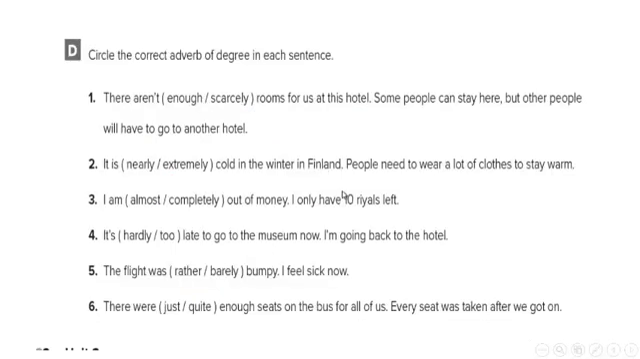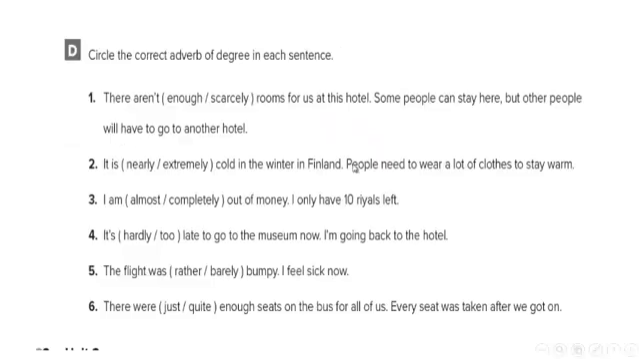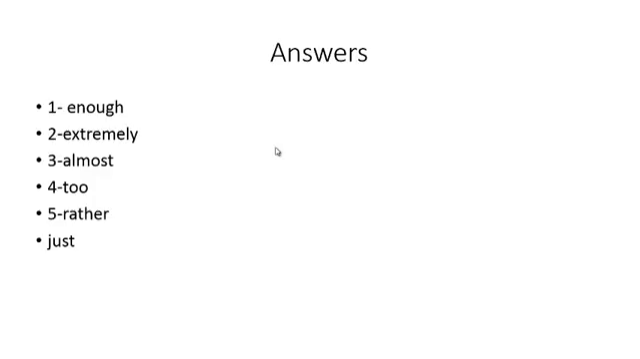Okay. Circle the correct adverb of degree in each sentence. And here we got the answers. There aren't, should we say, enough or scarcely room for us at this hotel. Some people can stay here, but other people will have to go to another hotel. So it sounds like enough. Yeah, it is cold in the winter in Finland. People need to wear a lot of clothes to stay warm. So it is extremely cold. And so on. Here we got the answers.